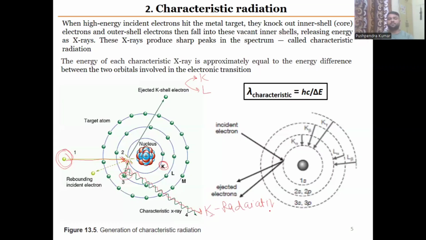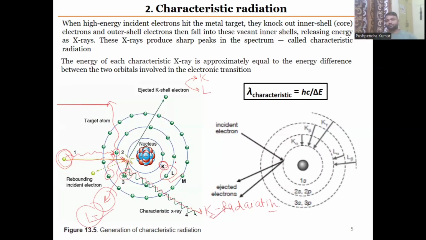But if the ejected electron hits the second shell electron and creates a vacancy by knocking it out, and the higher shell electron comes into the vacant site, then when it goes to the lower shell, it releases some energy, and this radiation is known as the L radiation, because the vacancy is generated in the L shell, and the transition is from a higher shell to the L shell. So this is known as the L radiation, and this is known as the K radiation.